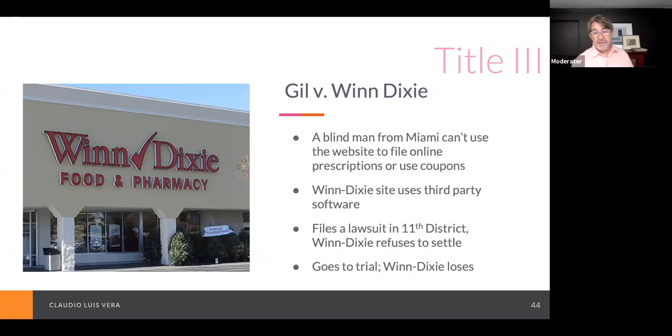So we have one case that was tried down here locally. This is Gill v. Winn-Dixie, a blind gentleman from Coral Gables who couldn't do a number of things on the website. He couldn't use coupons. He couldn't fill online prescriptions. And it may not seem like a big deal, but for somebody who's blind and having to go to the drugstore, the pharmacy inside of Publix, you never know who's around you listening to you. So you have no idea how much privacy you have if you're blind and in a public setting.